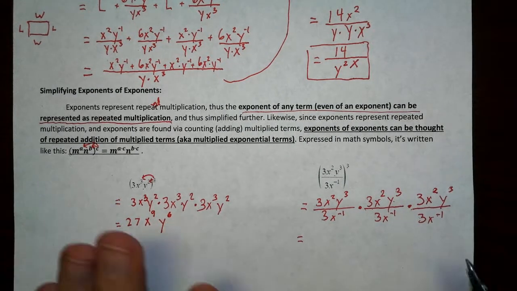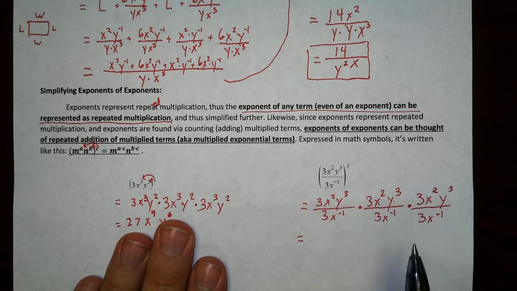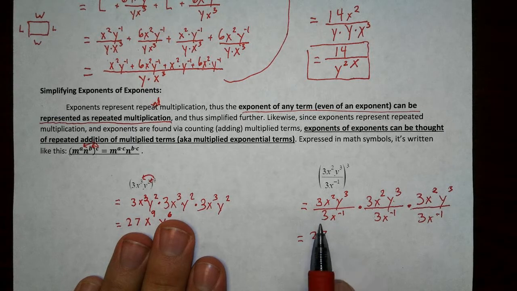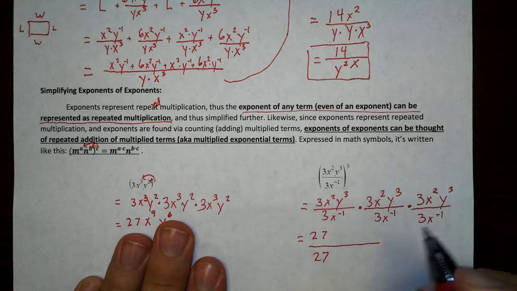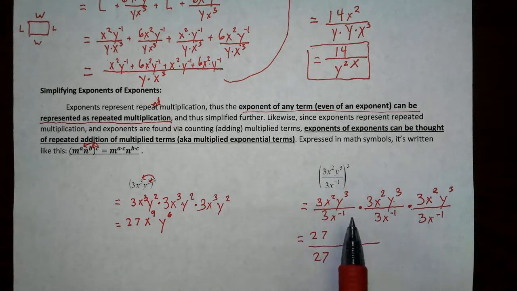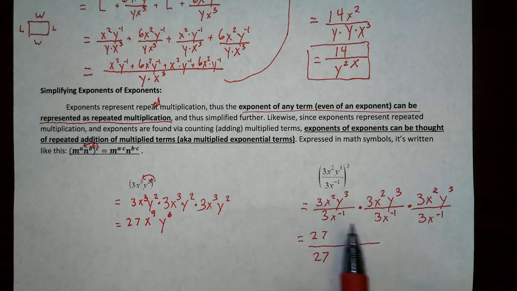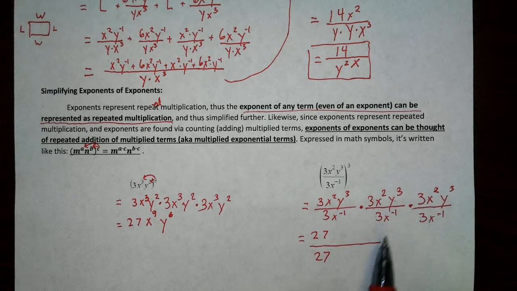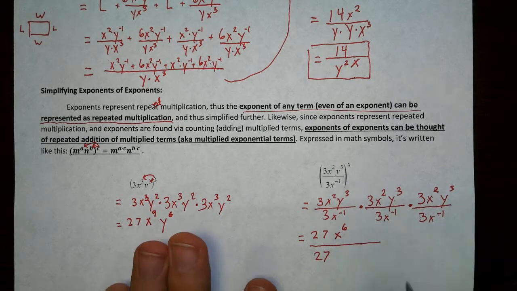We're going to bring our coefficients to the front. I have 3, 3, and 3. 3 times 3 times 3 is 27. And on the bottom, same thing. 3 times 3 times 3 is 27. Okay. Now let's count our x's, right? We have 2 x's being multiplied here. We have 2 x's being multiplied here and another 2 being multiplied, right? That's going to be a total of 6 x's being multiplied.